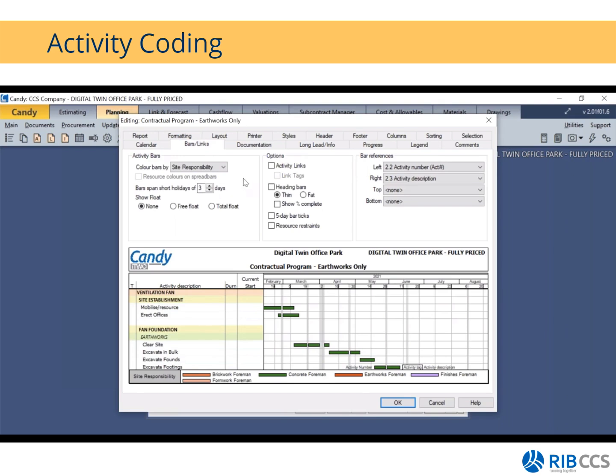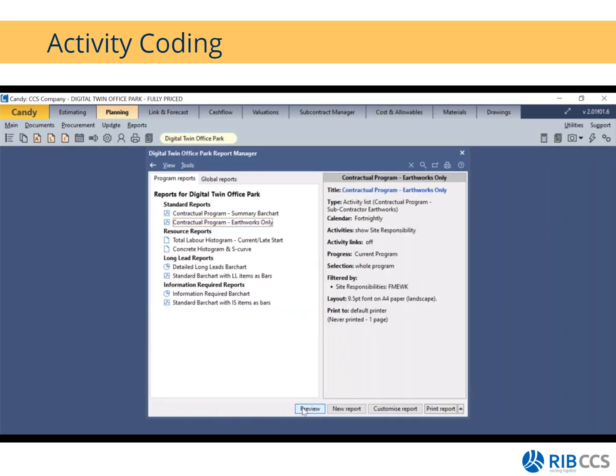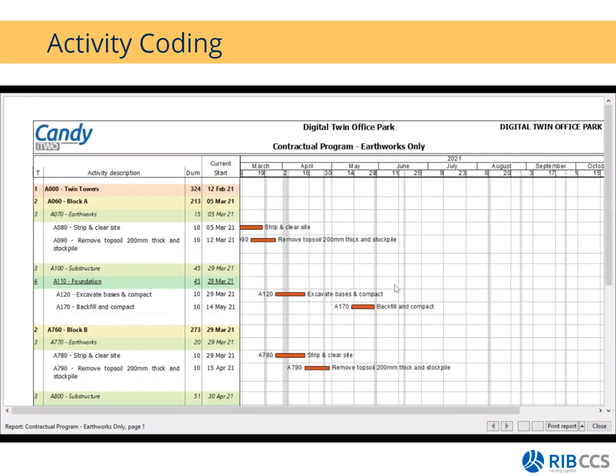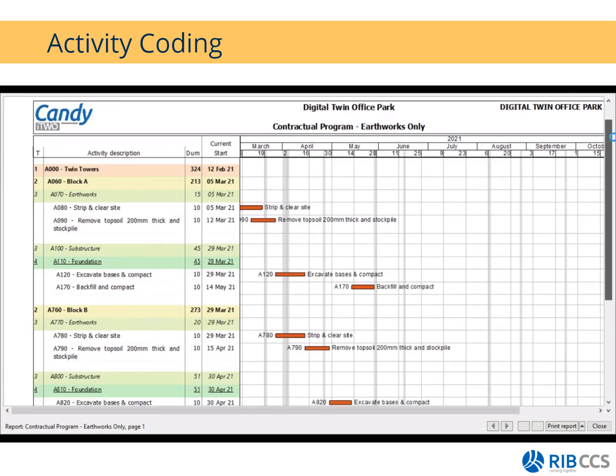So when we did our definitions, both on the resource definitions menu icon as well as the definitions and settings menu icon, we selected various colors. And then if you come to bars and links, you can color bars by. And these are my options. Okay, so I'm going to select color bars by my site responsibility.